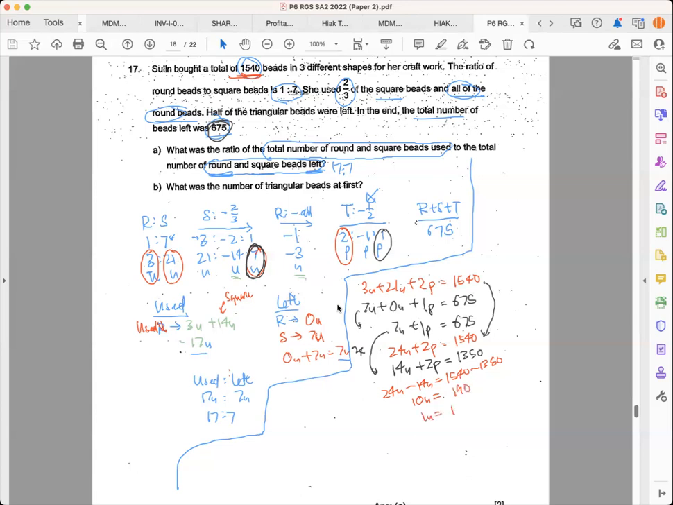1 unit will be 190 divided by 10, which is 19. So 1 unit is 19. The question is the number of triangle bits at first. The number of triangle bits at first is 2 parts. So to solve this, if we look through the statements that we've created so far, this is a statement that I can use to find 2 parts. Or I can use this as well. This is easier, so I shall use this.